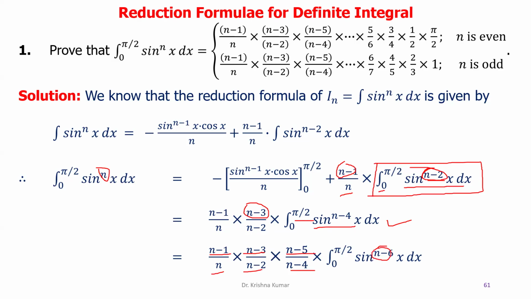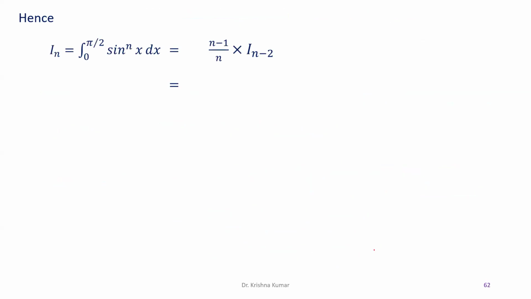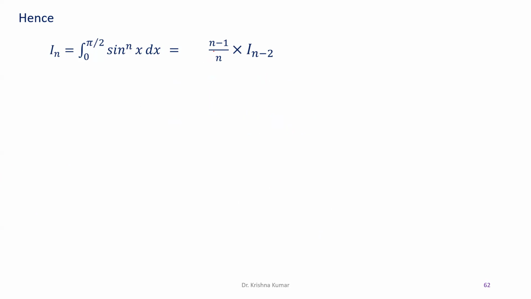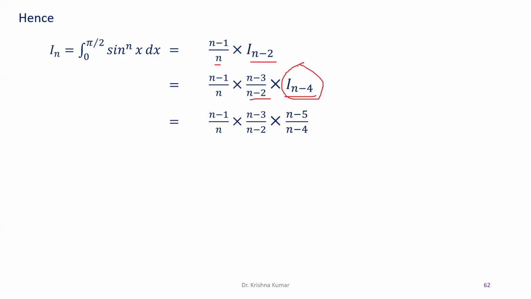Now if we write in the same manner, it can be written as I_n equals (n-1)/n × I_(n-2), and I_(n-2) can be written as (n-1)/n × (n-3)/(n-2) × I_(n-4), and I_(n-4) can be written as (n-5)/(n-4) × I_(n-6).